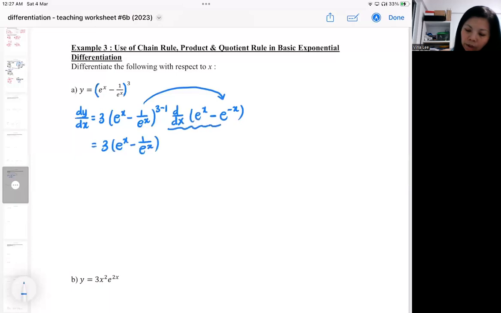So when you differentiate inside, the first part is just copy and paste. The second part is a copy and paste, but you got to differentiate the minus x, which gave you a -1. So I will change the sign. So that's my answer. Bring down power minus power, differentiate inside.